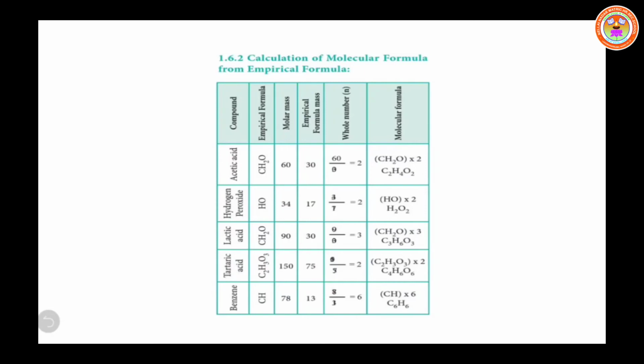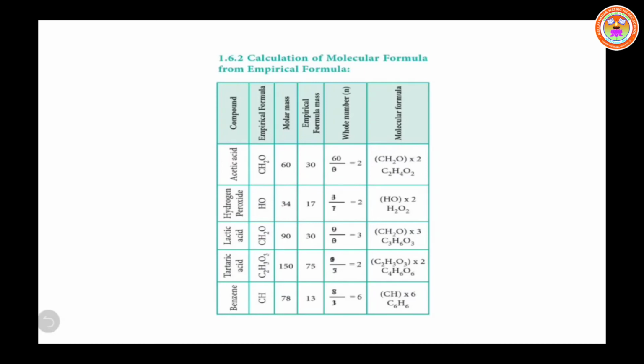So from this table you will be asked 2 mark questions, where the empirical formula and molar mass of the compounds will be given, and you will be asked to calculate the molecular formula. First we can see acetic acid. The empirical formula of acetic acid is CH2O. Its molar mass is 60.